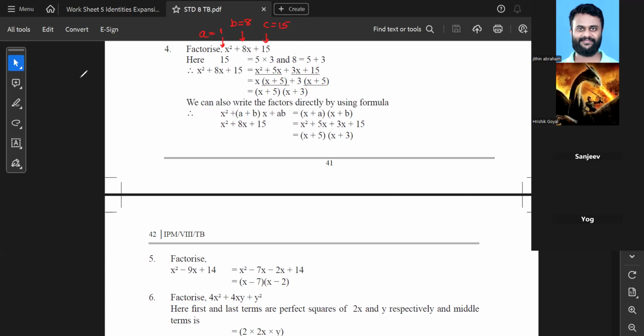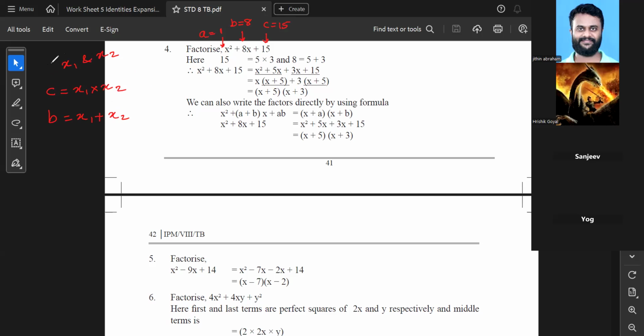The set of numbers, let me call them x1 and x2, for example. So these numbers must always satisfy C equal to x1 multiplied by x2 and B equal to x1 plus x2. This should be the relation. Actually, there is one more catch, I'll tell you what that catch is. But this should be the basic relation.